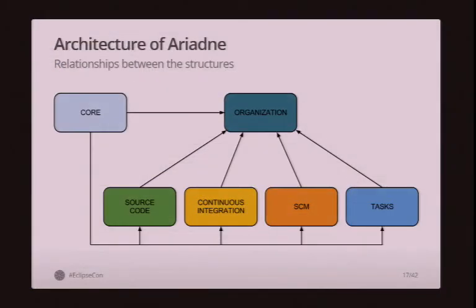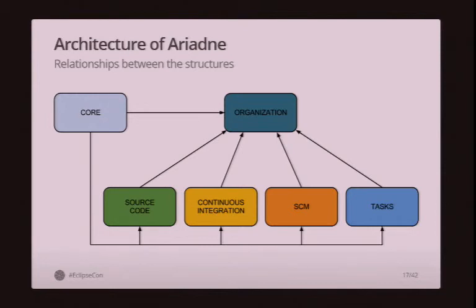So let's have a look at the architecture of Ariadne. Ariadne can be described as three different parts. There are the structures in which the information will be stored, the connectors that are plugged in Eclipse in order to harvest the information and populate the structures, and finally the tooling that uses the information from those structures.